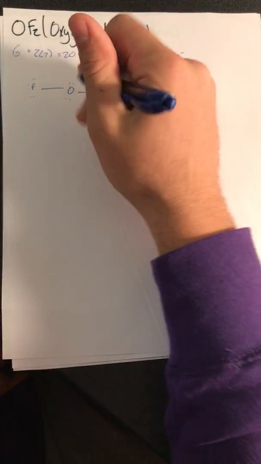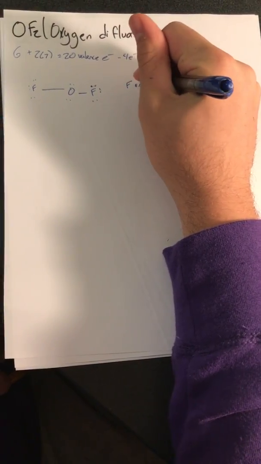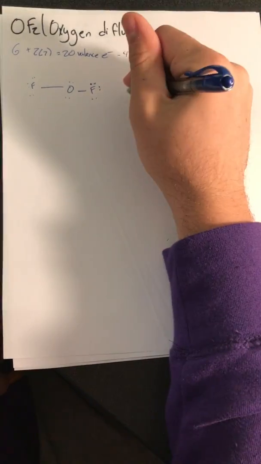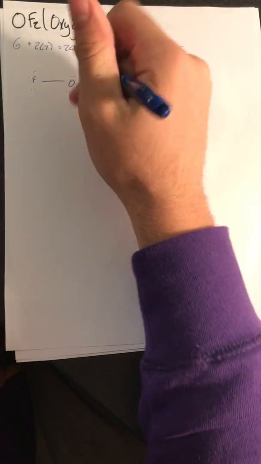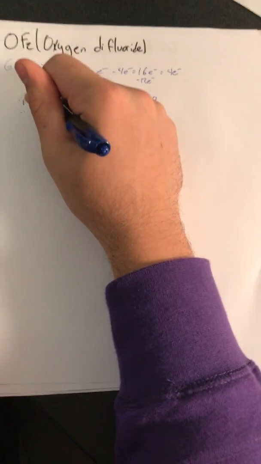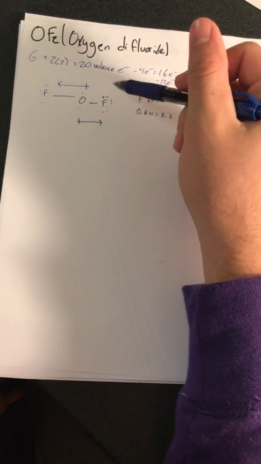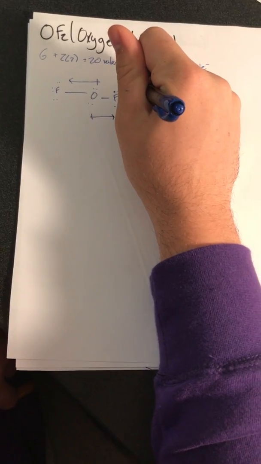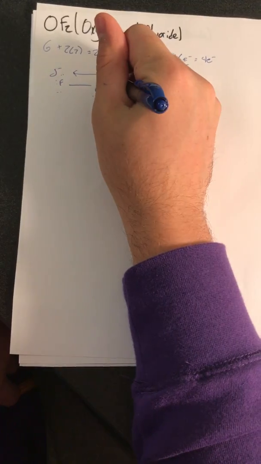So now we look at the electronegativity, and we know that fluorine has an electronegativity of 4, whereas oxygen has an electronegativity of 3.5, meaning that the fluorine will be the more electronegative atom, so the fluorine will have the partial negative charges, whereas oxygen will have the partial positive charge.